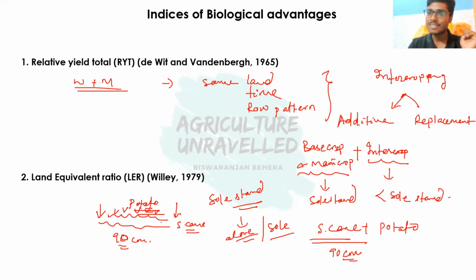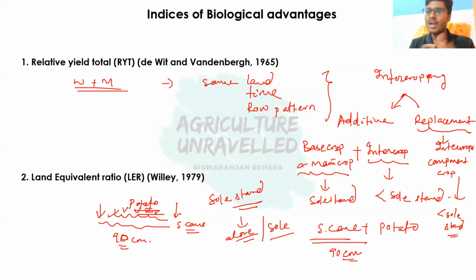But in case of replacement series, there is no base crop or main crop. Both crops are known as intercrops, or we can say both are component crops. It means the population of both crops is less than the sole stand. I will give one example of replacement series. The example of replacement series is wheat plus mustard cropping system.